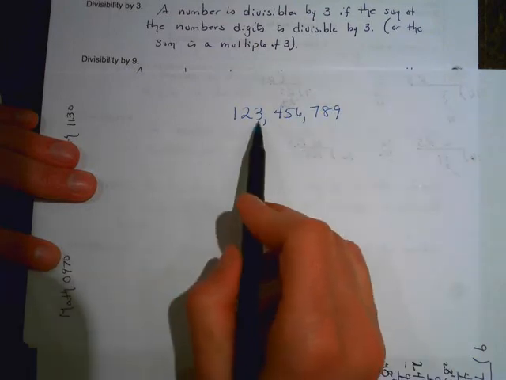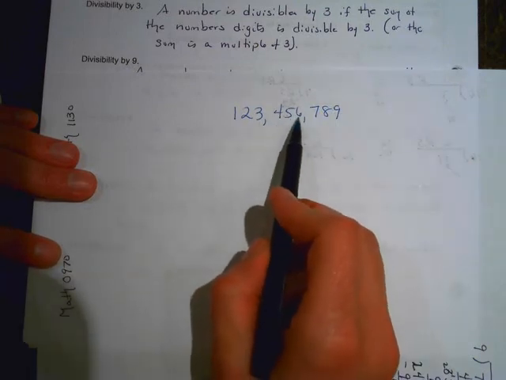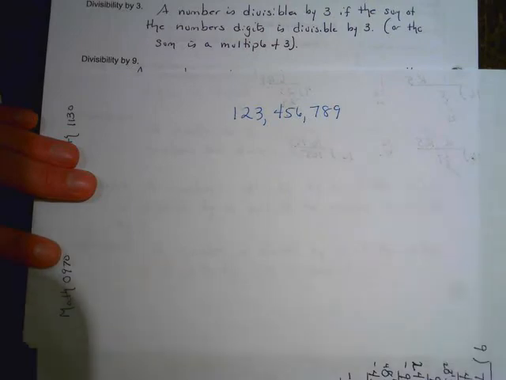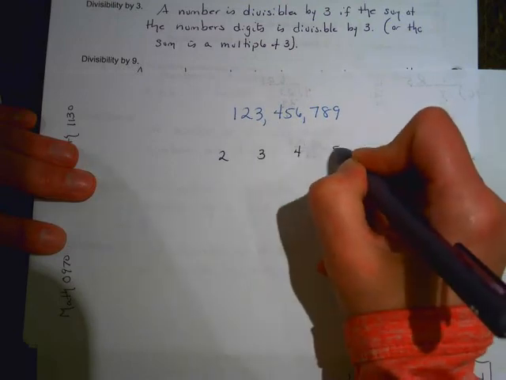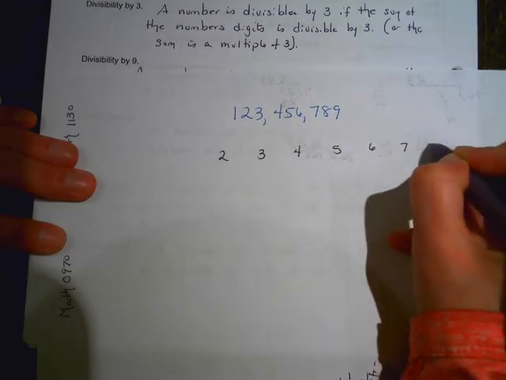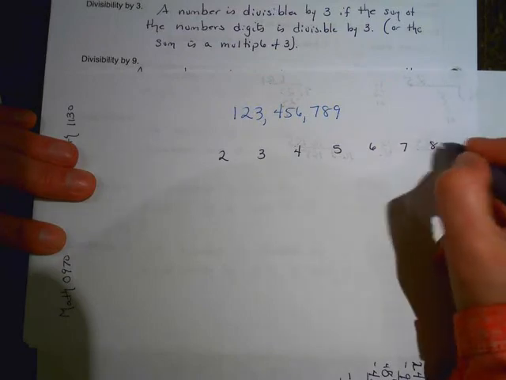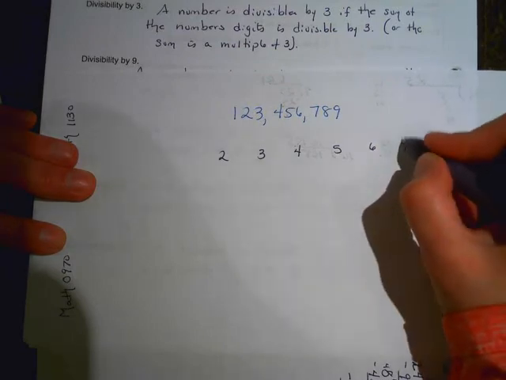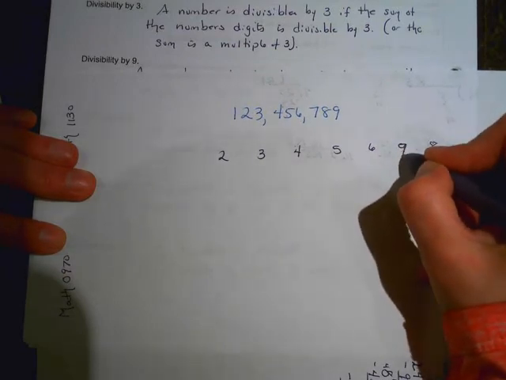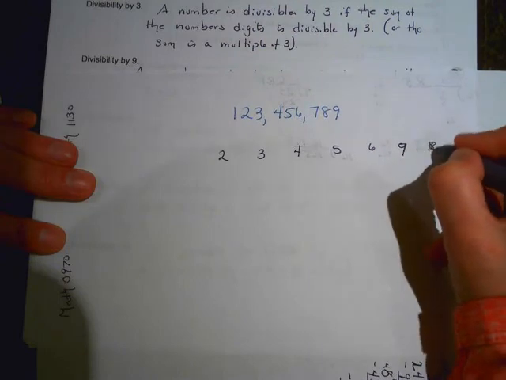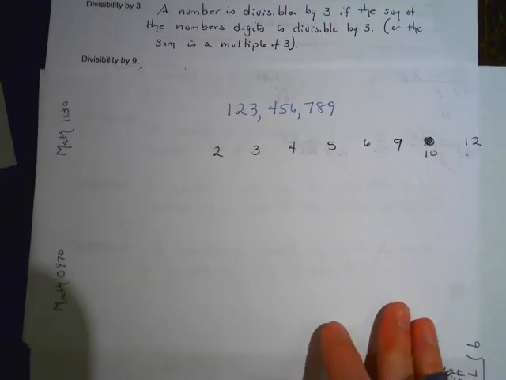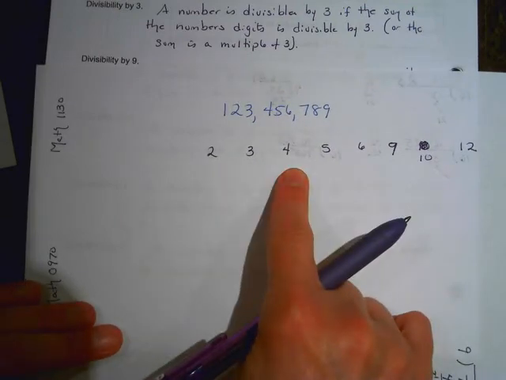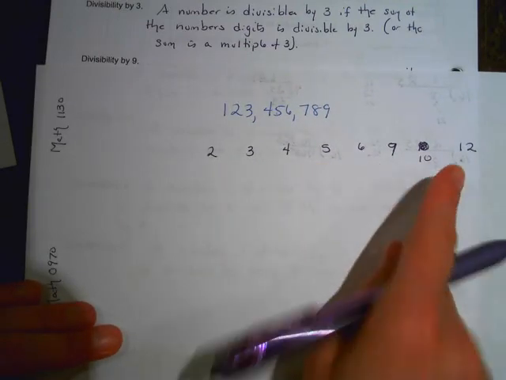So 123,456,789. Let's hope one of these works. I don't know. 2, 3, 4, 5, 6, 7, 8. Nope, not 8. Not 7. 9, 10, and 12. So 2, 3, 4, 5, 6, 9, 10, and 12.